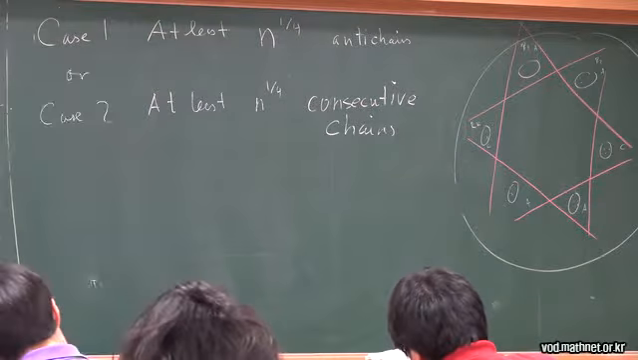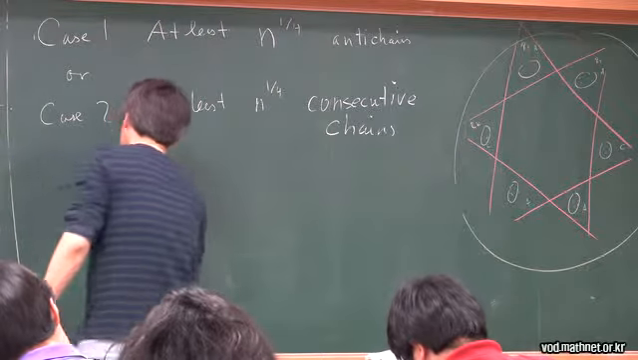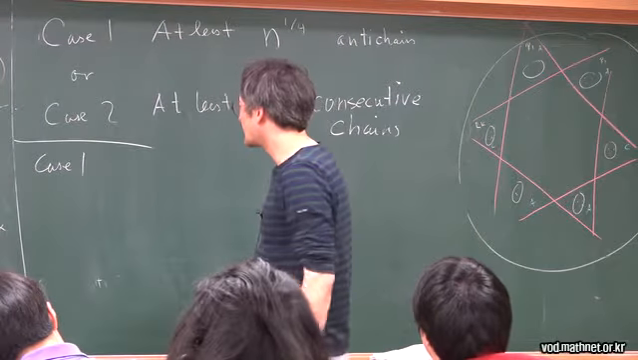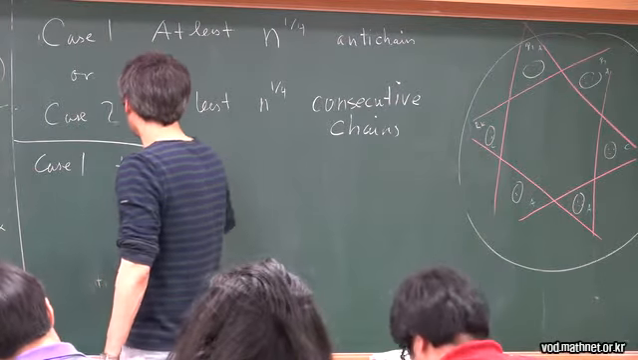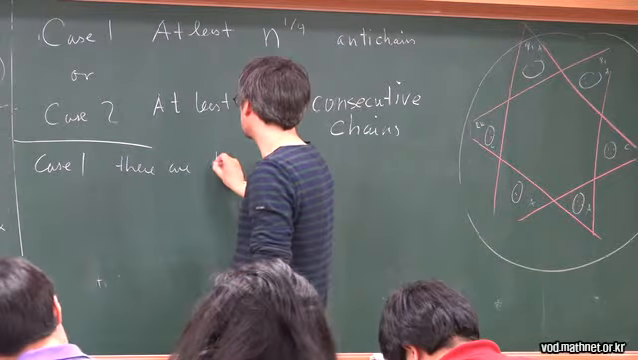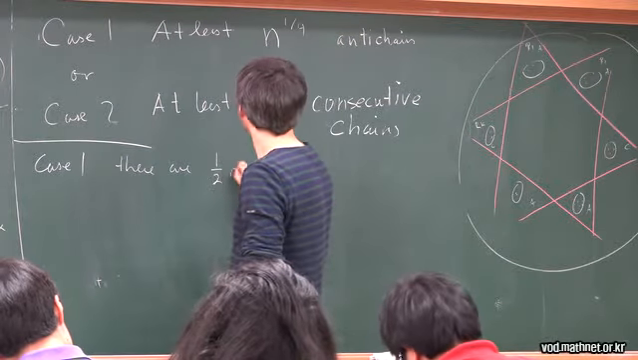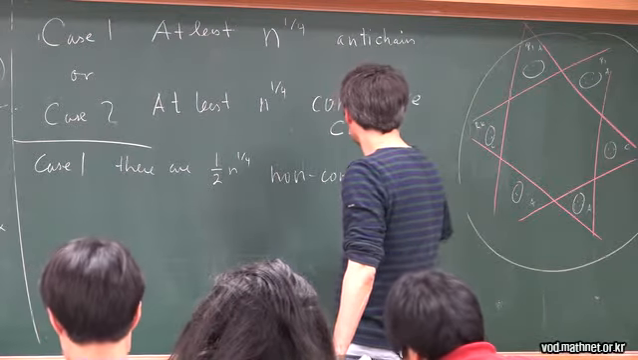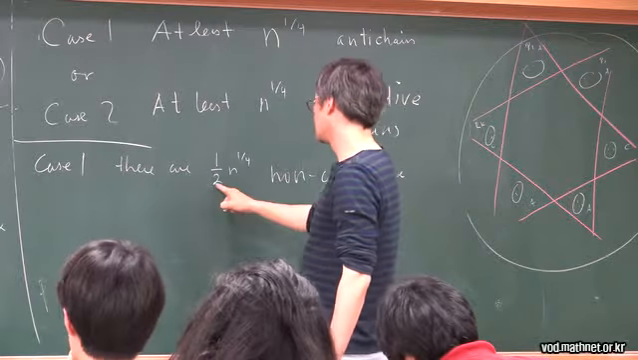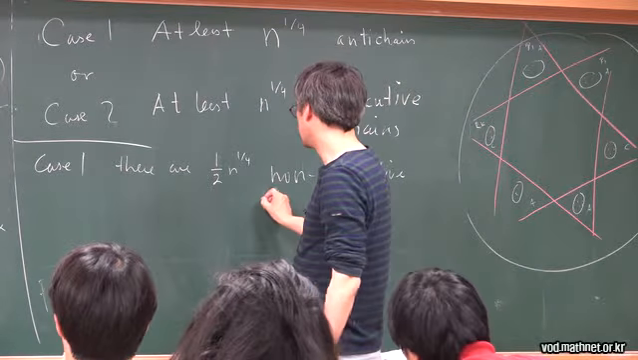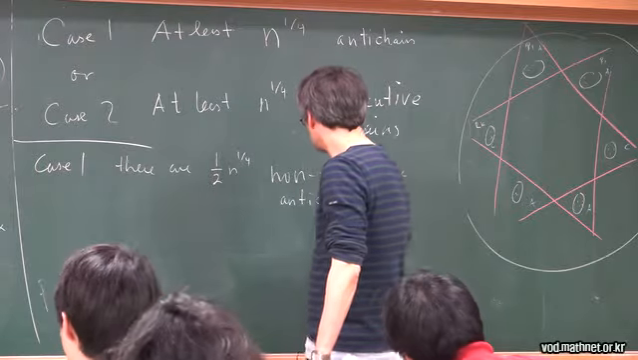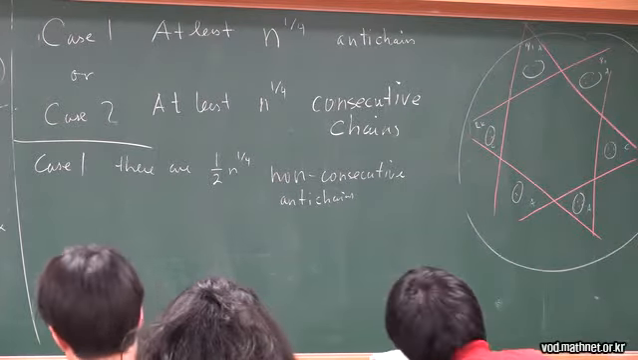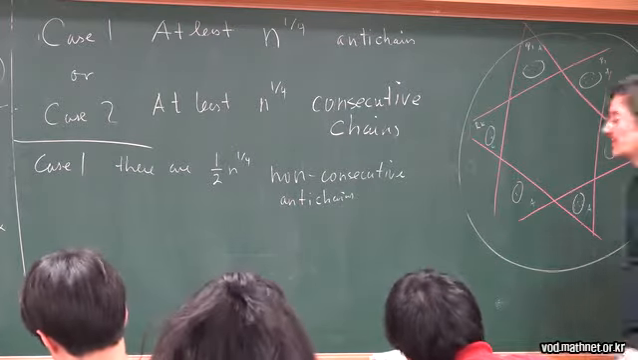Now let's deal with case 1. Among these n to the 1/4 antichains, there are at least that many non-consecutive antichains. Choose every other one or something like this.